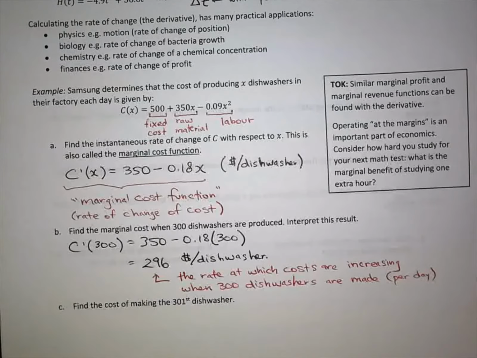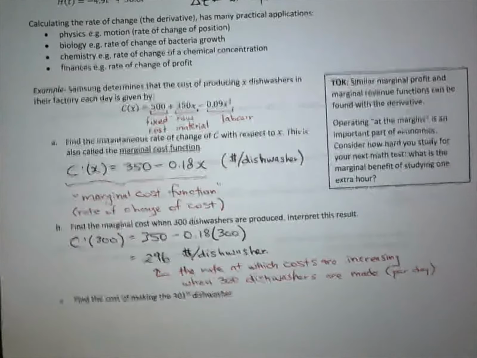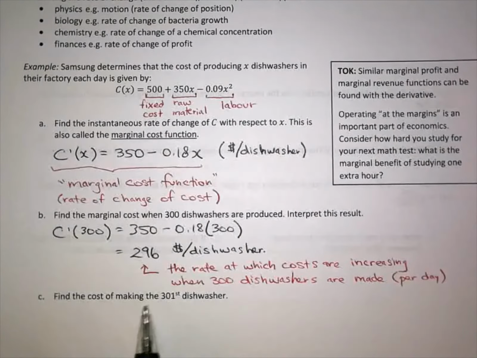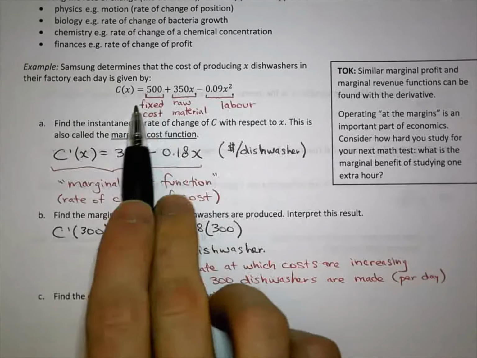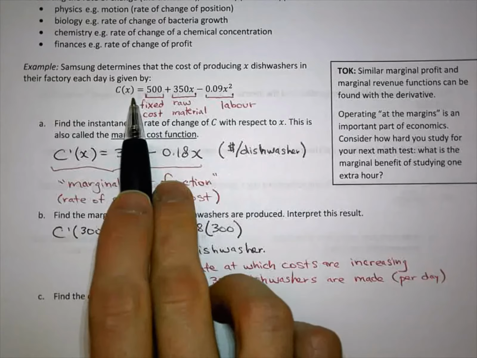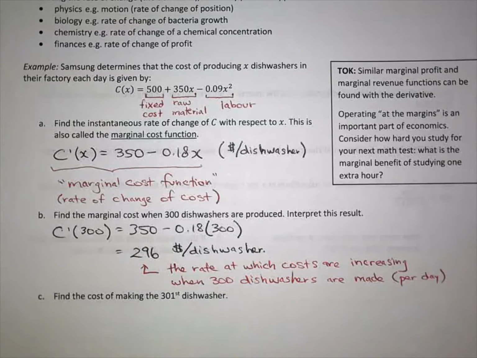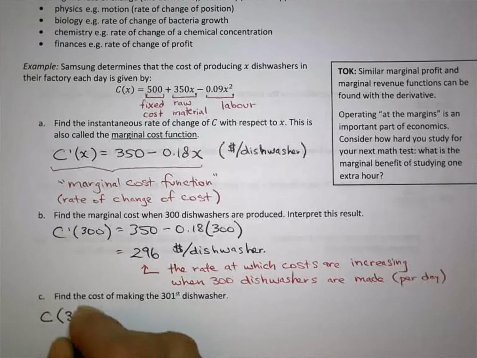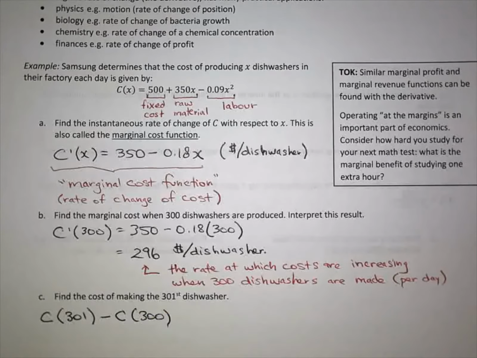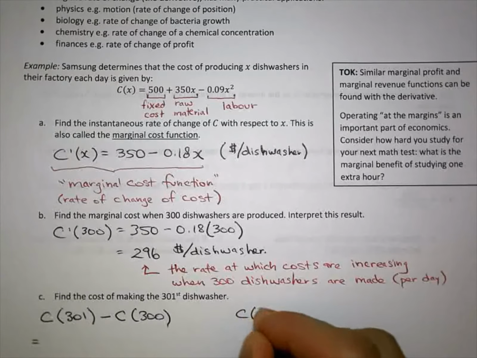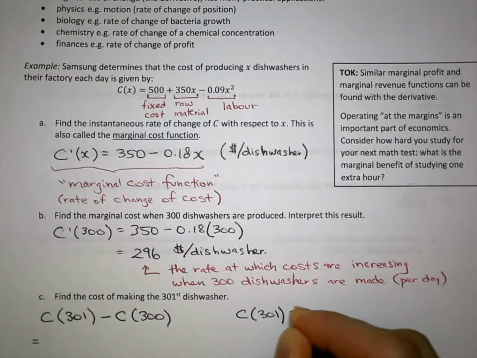Find the cost of making the 301st dishwasher. Okay, so we're talking about dishwashers here. The cost of making it, not the rate of change here, but the actual cost. So that means I'm going to go back to this function. I want to find the cost of the 301st dishwasher. So that would be the cost of making 301 dishwashers minus the cost of making 300 dishwashers. So I need to find what C is at 301. Well, I'm going to sub that into my equation.